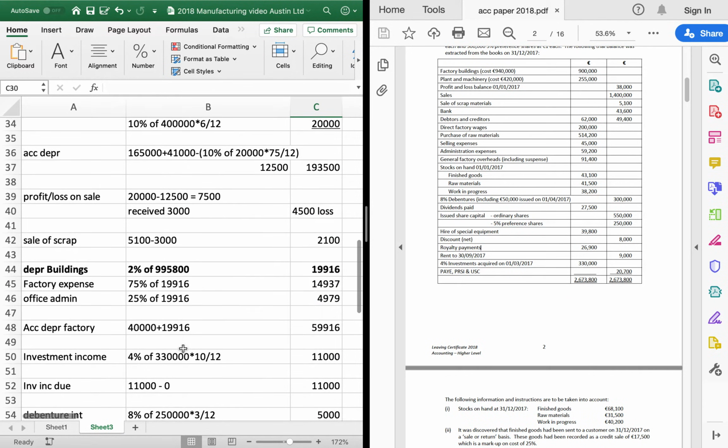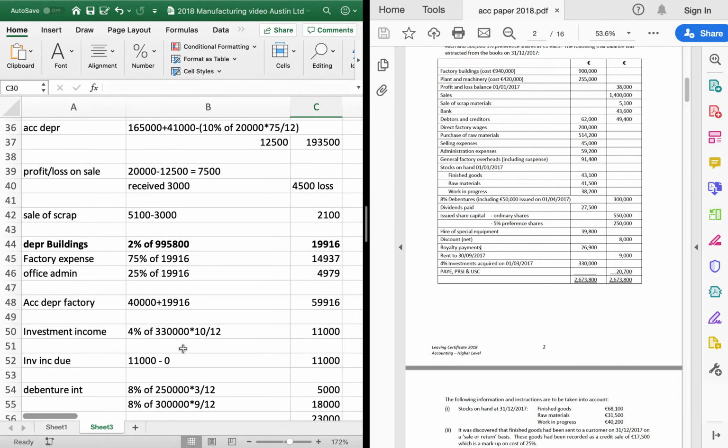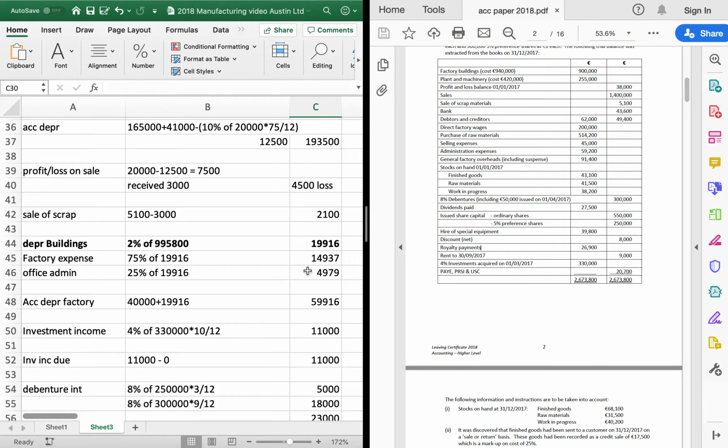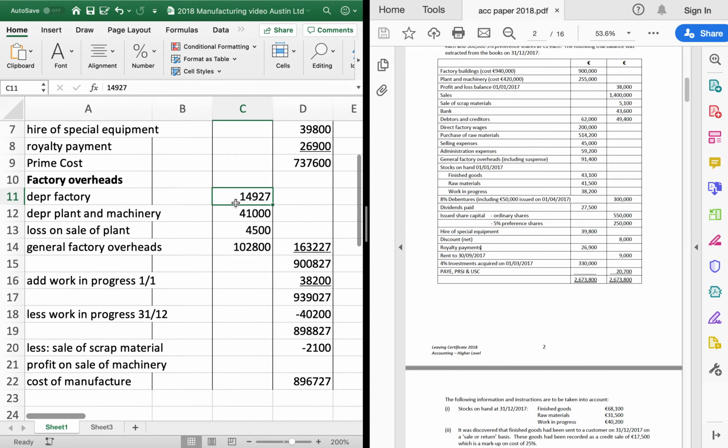Where is that depreciation? 14,937. 14,937. Okay, there we go. So that's all correctly done there. Again, taking care to transcribe stuff properly is a good idea.